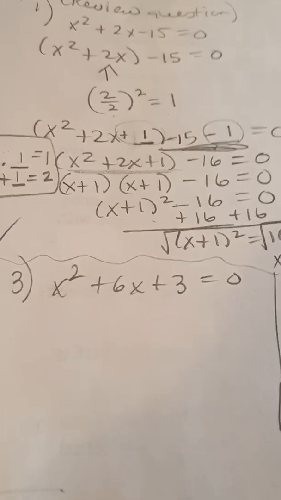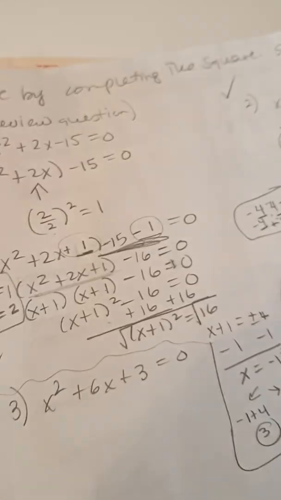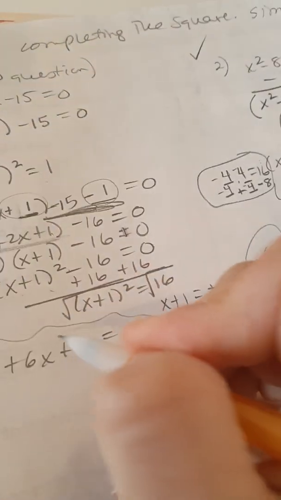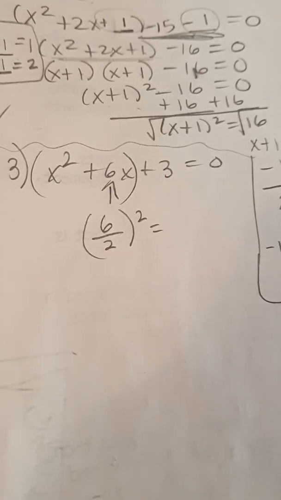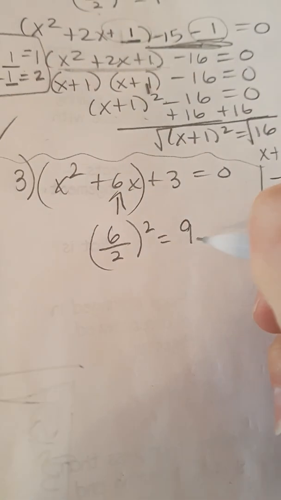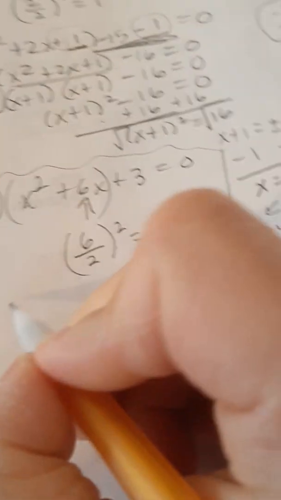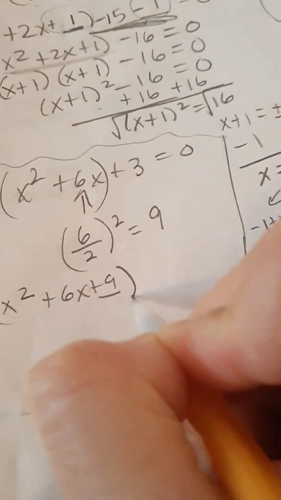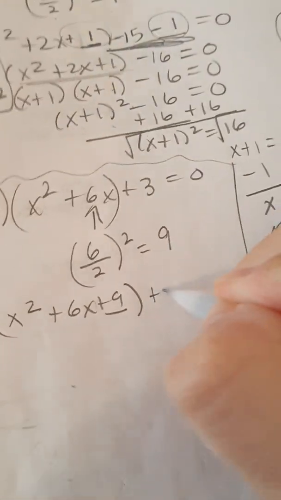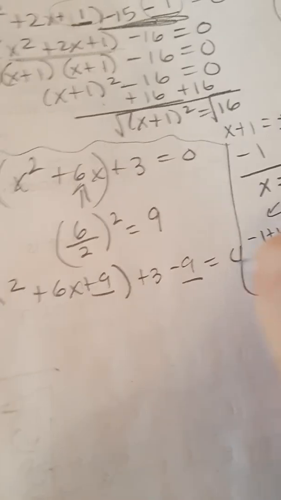It's equal to 0. So why don't we just start by putting parentheses around the x values. Then we can take this b value, divide it by 2 and square it. So 6 divided by 2 is 3. 3 squared is 9. So now I have x squared plus 6x plus 9 in parentheses, plus 3 on the outside, minus 9 on the outside.